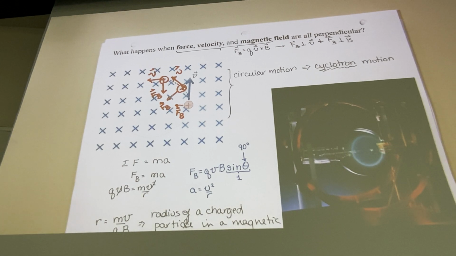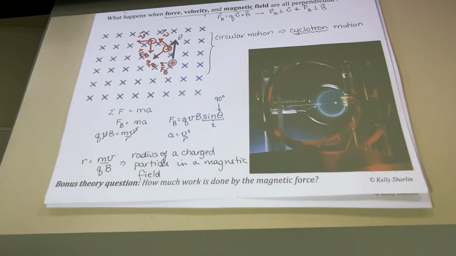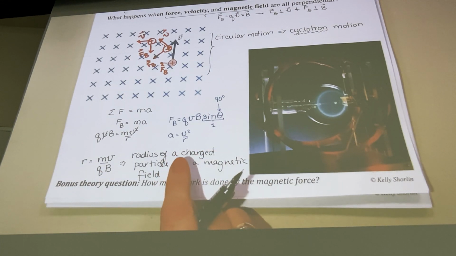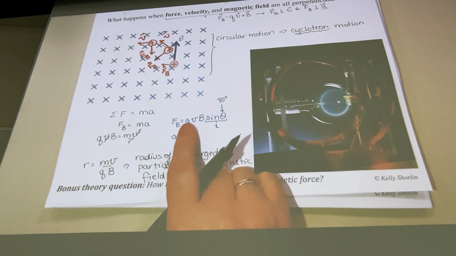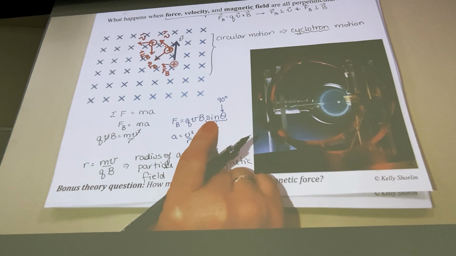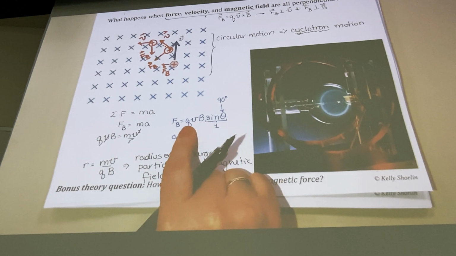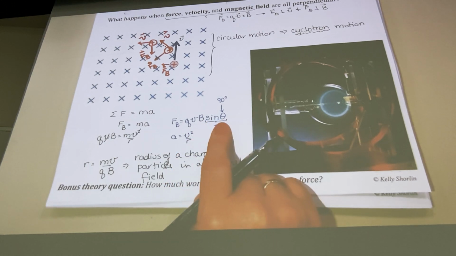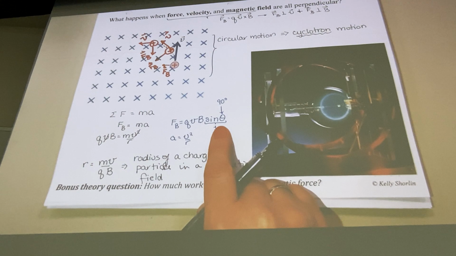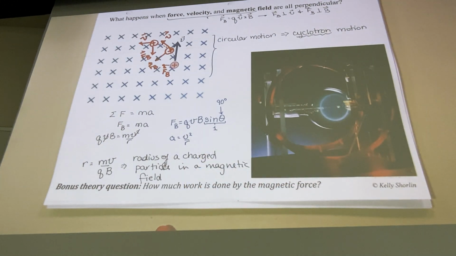If v and B are multiplied together get 0, then how does the force not 0? No, v times B is not 0. It's qvB times sine theta, right? So it's the magnitude of charge times the magnitude of speed times the magnitude of the field times the sine of the angle between them. The angle between v and B is 90 degrees, and sine of 90 is 1. Nothing here is 0.